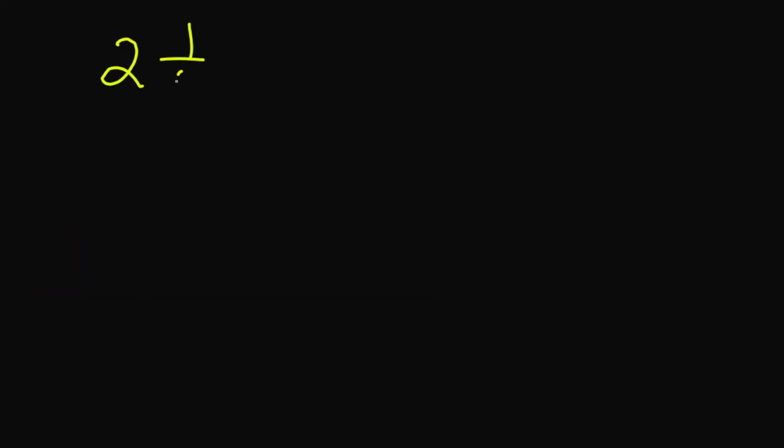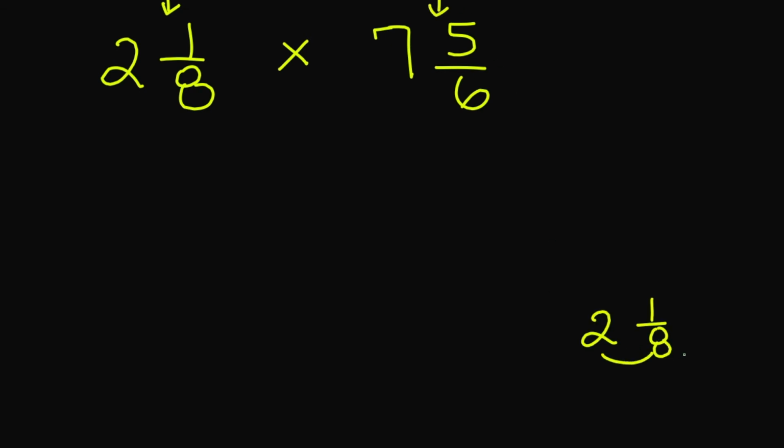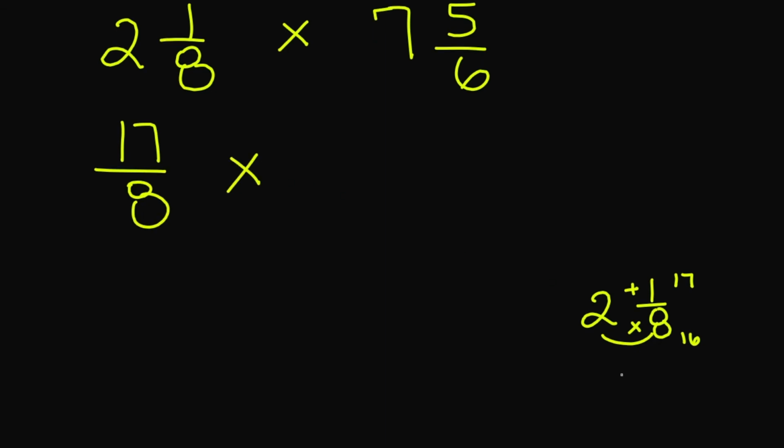2 1/8 times 7 5/6. We're going to turn these fractions into improper fractions. 2 times 8 is going to be 16. Plus 1 is going to be 17. So the improper fraction here is going to be 17 over 8 times, here we have 7 and 5/6. 7 times 6 is going to be 42, plus 5 is going to be 47. So my improper fraction is going to be 47 over 6.